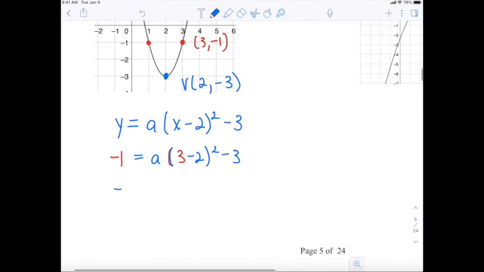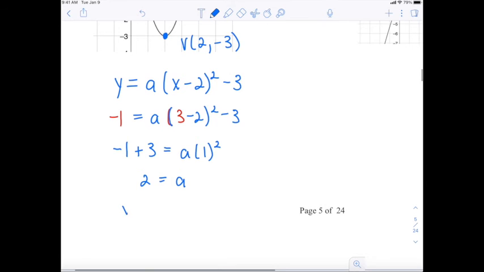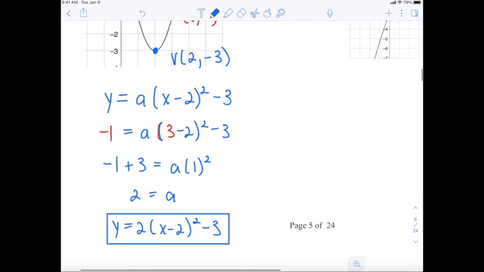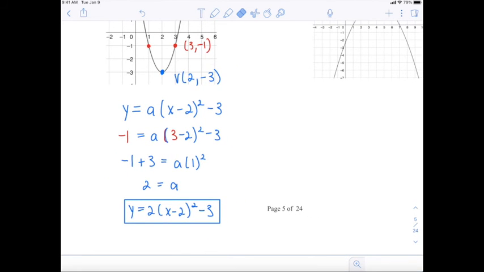I get -1 plus 3 equals a times 1 squared. So that's, again, a is 2. That's a coincidence. So I know the equation of this parabola is like this. All right. Let's try the next one.